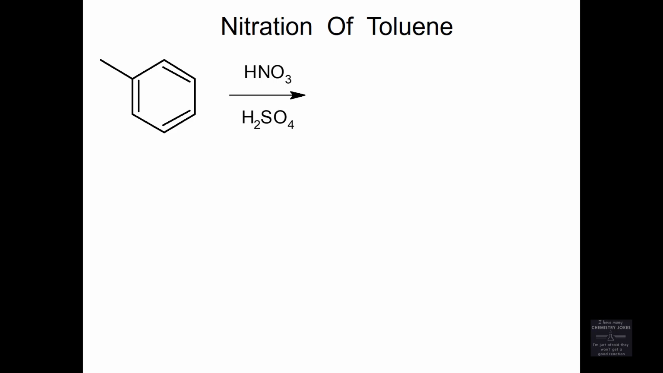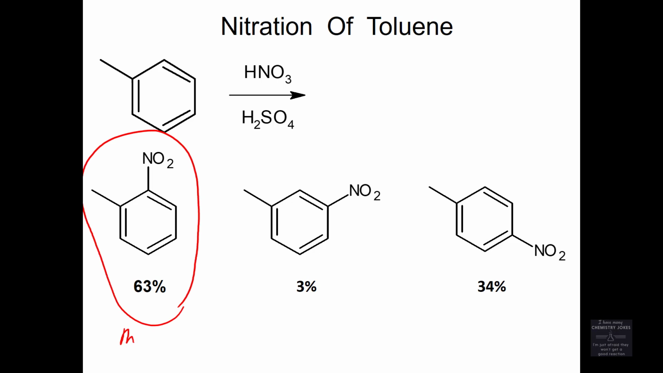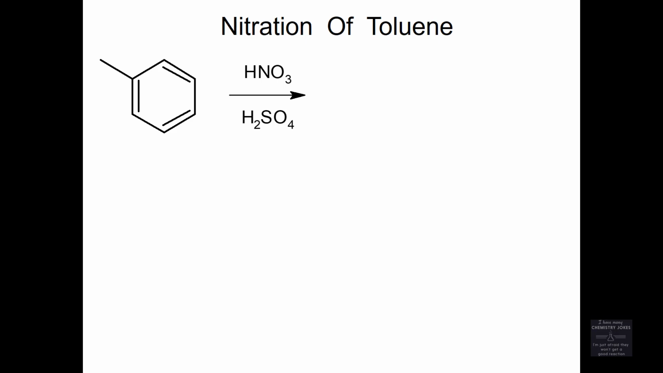Okay, so we said we could make ortho nitrotoluene, meta nitrotoluene, or para nitrotoluene. Turns out these are the observed percentages when you make this thing. What? Apparently ortho is the major, and para is also obtained in appreciable amounts. And meta, not so much. Why? Well, of course, it's all about the resonance.